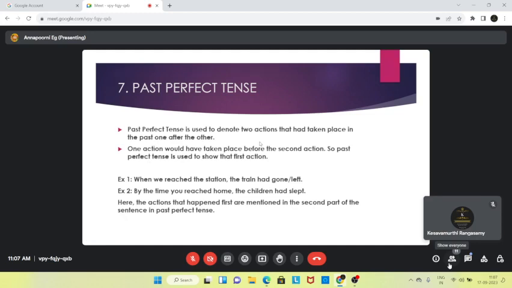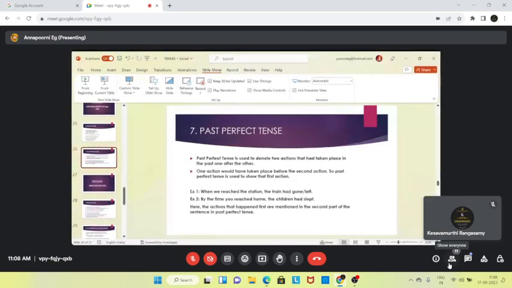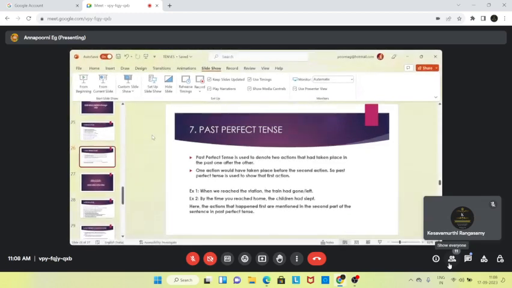Now we can read the examples, then you can understand. Prakshana, sorry, Appu, can you read that first example? Okay, Appu, you are on mute. Prakshana, can you read the example? Okay, ma'am. First example: When we reached the station, the train had gone. Okay, fine. So when we reached the station, the train had gone.